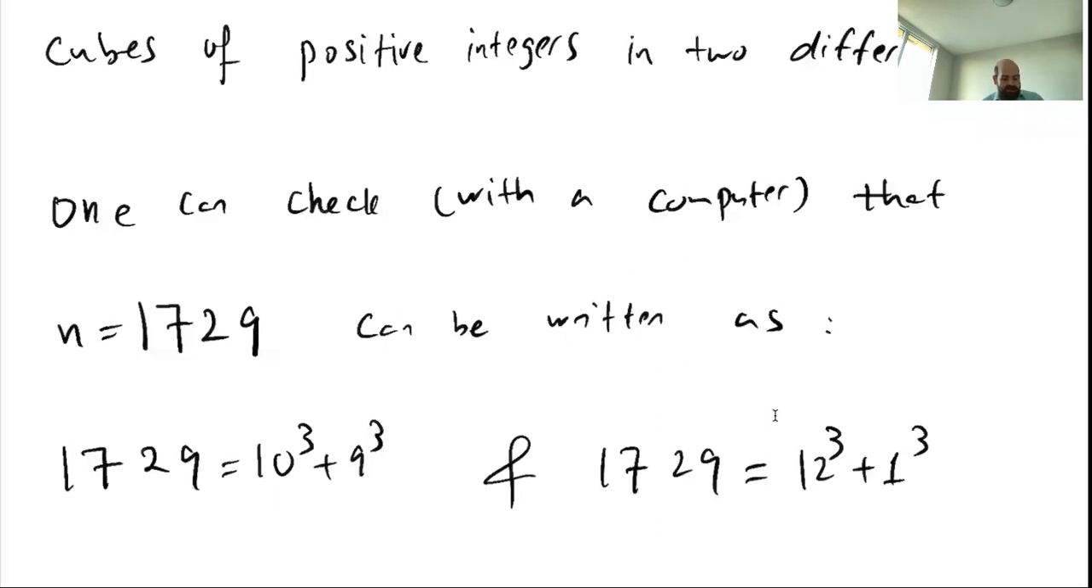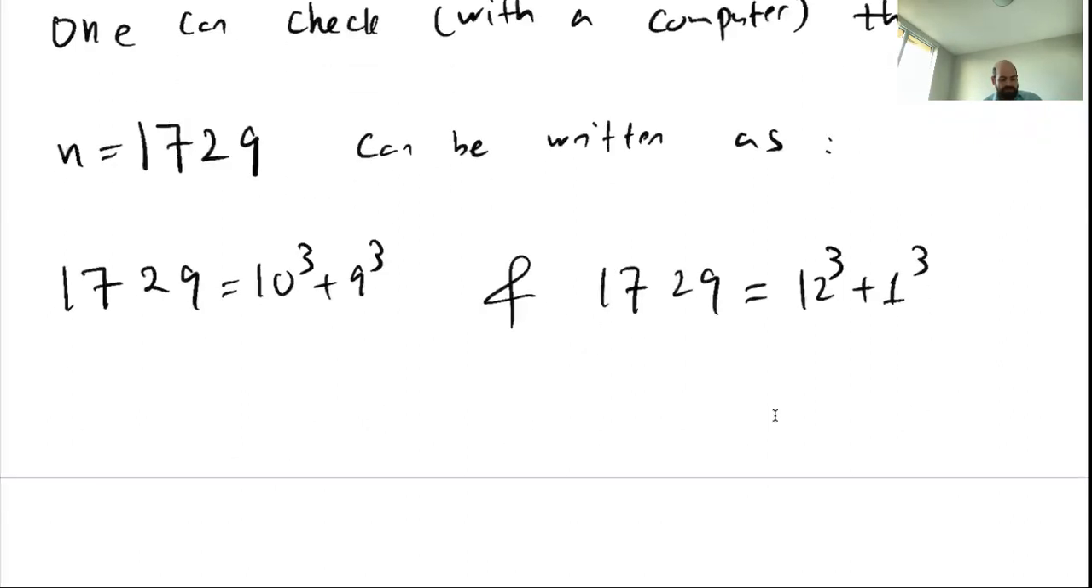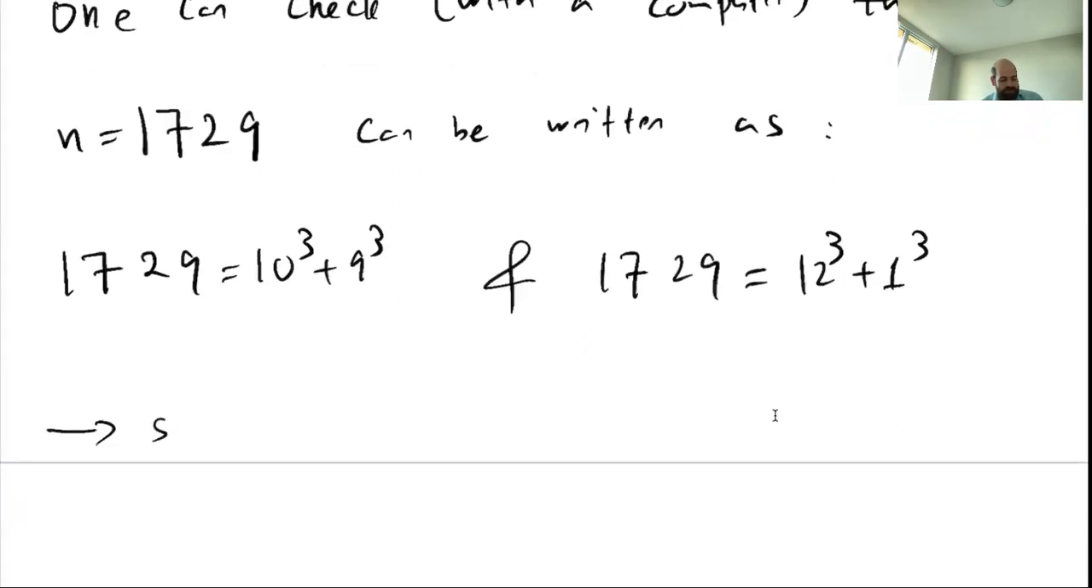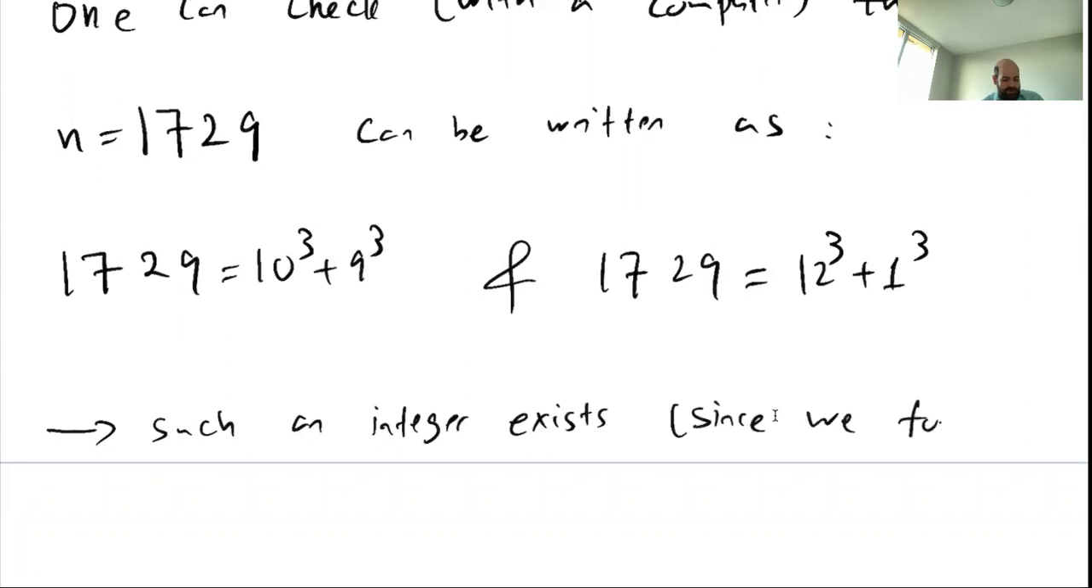So we constructed, of course, using a computer, but we still constructed an integer, the object of interest, in this case an integer that can be written as the sum of two cubes in two different ways. So that means such an integer exists, since we found one, right?